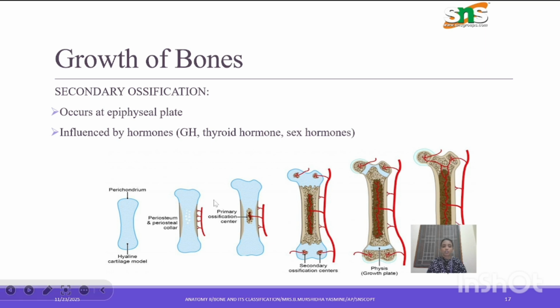This picture shows the hyaline cartilage model, which is the basic model for the bone to form. Next, the periosteum will get formed. Next, the primary ossification center will be there. The next stage will be the secondary ossification center. The next stage will be the formation of the growth plate, and in the final stage there will be an end plate, and there forms the adult bone.